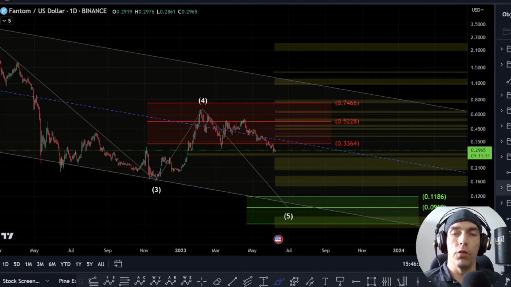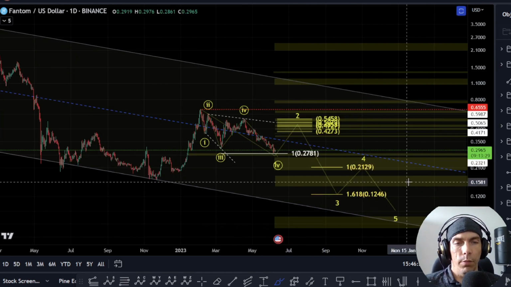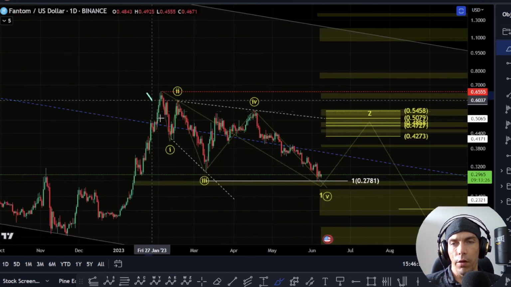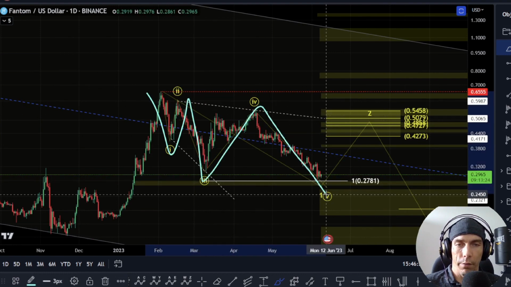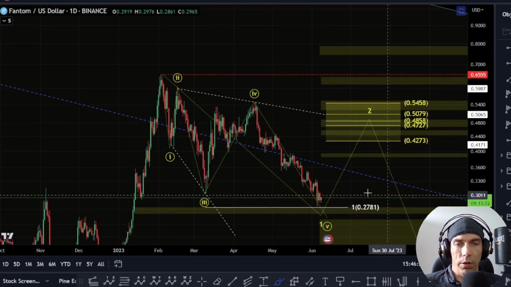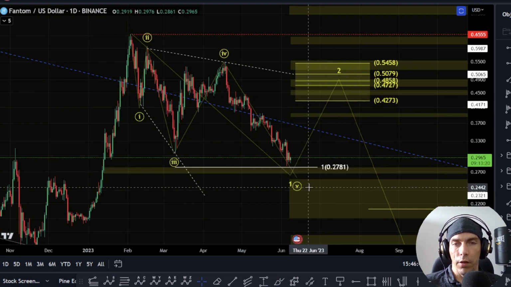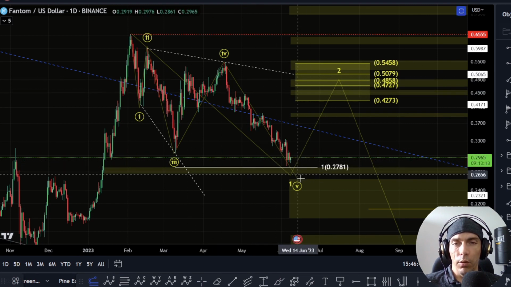So we're going to go over the internal way of looking at that. So that would actually be treating this in this way, where from over here we have this as 1, 2, 3, 4, and 5. Now we haven't actually come down deep enough for this to validate yet. What I want to see is a cross of this 2781. If we don't cross this 2781, then I wouldn't be looking at it in this way.